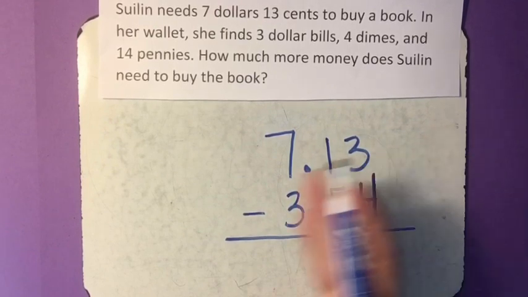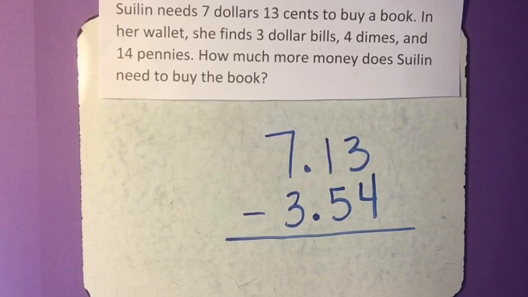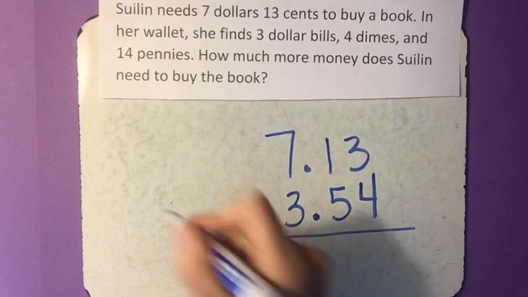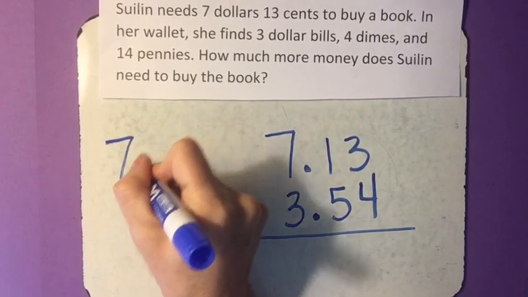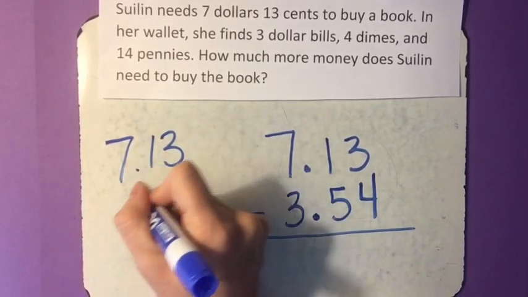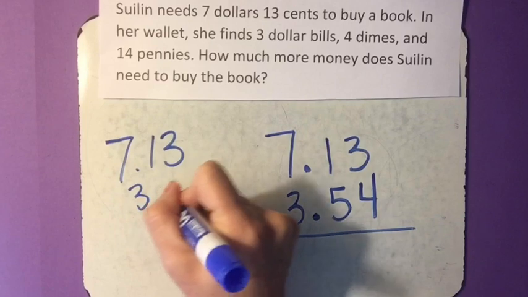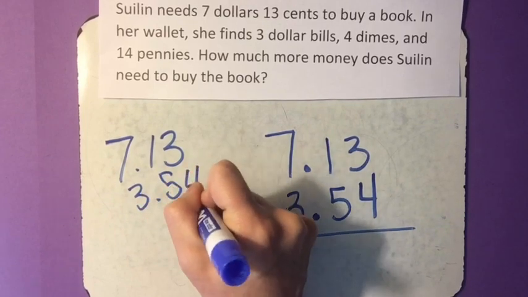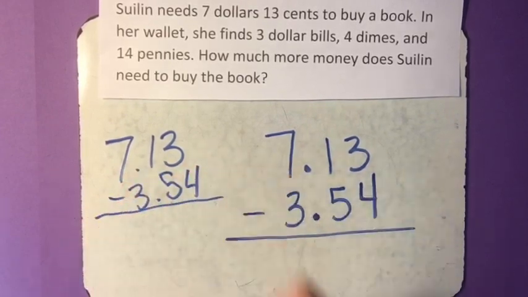So I know that my place value is aligned. It's really important when you're adding and subtracting decimals that you write as neatly as you can. Sometimes in class, I'll see kids write 7 and 13/100ths, and they'll write 3 and 54/100ths, and then they'll subtract.